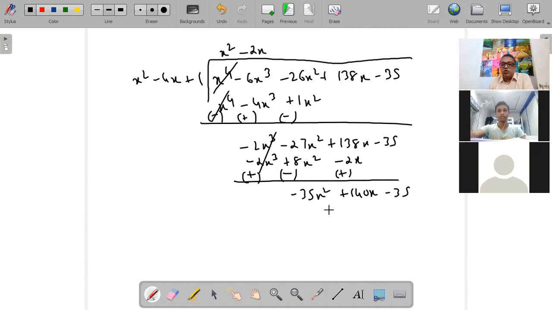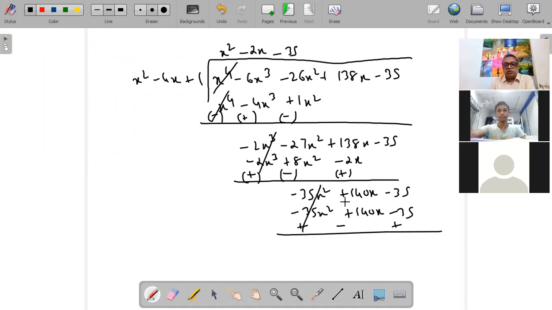Now x square will go how many times in minus 35x square? It will go minus 35 times. So x square into minus 35 is minus 35x square. Minus 4x into minus 35 is 140, but there are two negatives, so plus 140x. 1 into minus 35 is minus 35. Change the signs. Remainder is 0. It has to come 0. In these types of questions, if it is not coming 0, when a question gives you two zeros and you need the rest, and you're not getting 0, then please recheck, because that means your calculation is wrong.